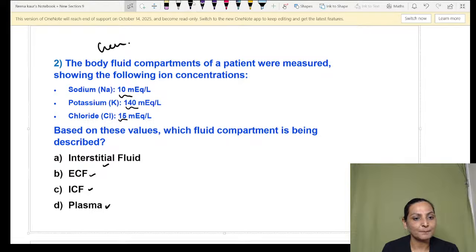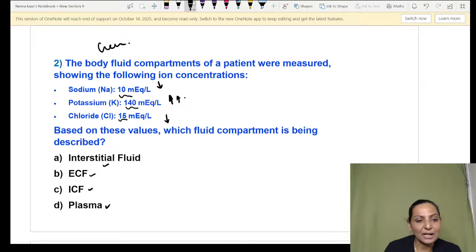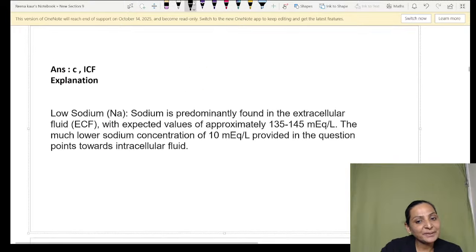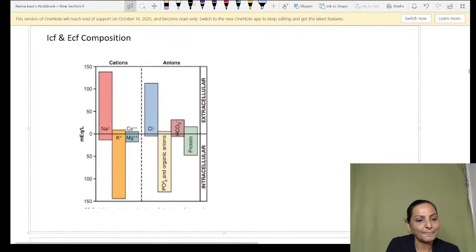reflected by your answer. So just look where you see that the potassium concentration is found to be more, whereas the chloride and the sodium concentrations are less. So definitely our answer will be ICF, because sodium is predominantly present in the ECF, that is around 135 to 145 milliequivalents per liter, and such low sodium concentration gives us an idea that this is definitely ICF and not ECF.